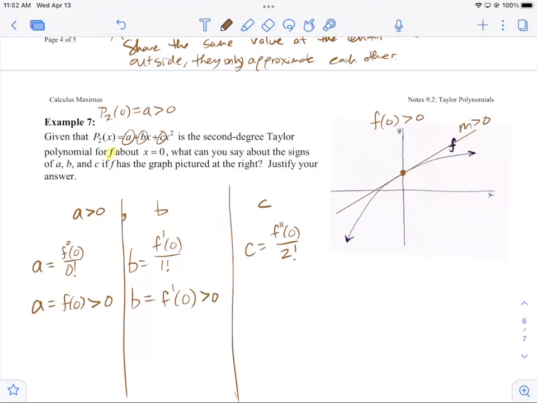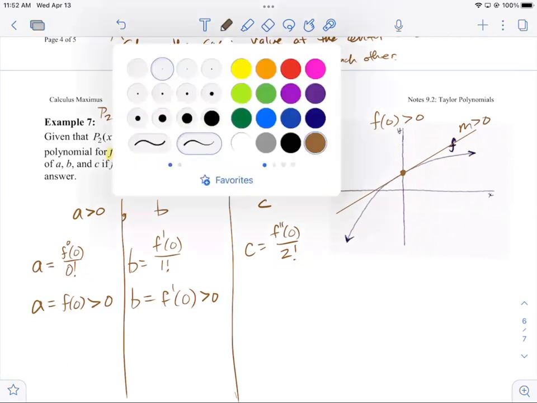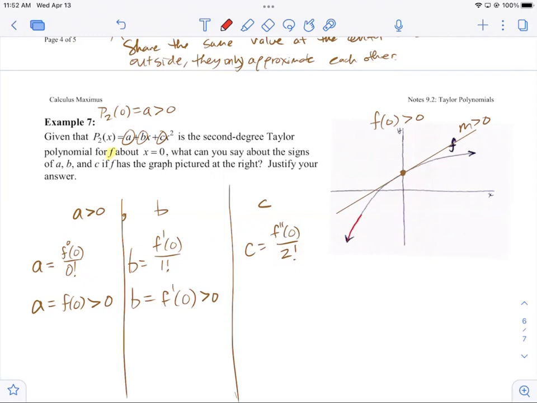And then we know that 2 factorial is positive, so that's not going to affect the sign. So the sign of C is only affected by f double prime of 0. Well, f double prime of 0 is the what of the graph of f there? The concavity, right? And we know that the concavity is negative. So this is negative. There we go.